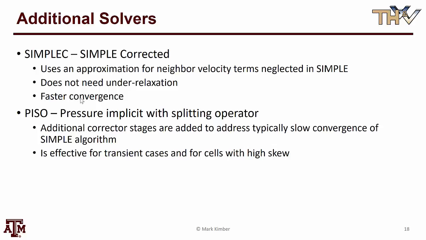Another one is PISO, the pressure implicit with splitting of operators. So it also does not need under-relaxation. It has additional corrector stages that are used to address the slow convergence, and it does quite well in transient cases compared to the transient SIMPLE, and it also does well if you have cells with a high aspect ratio or high skew.